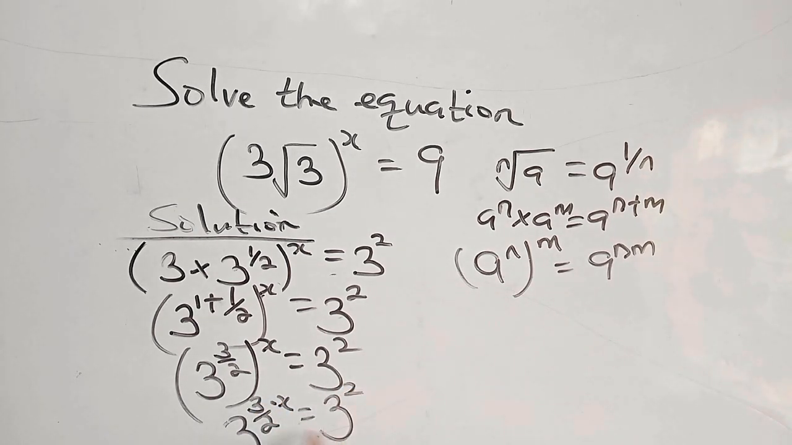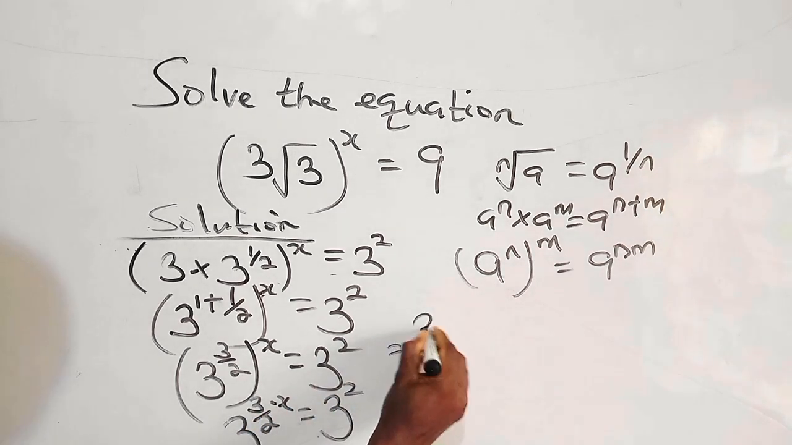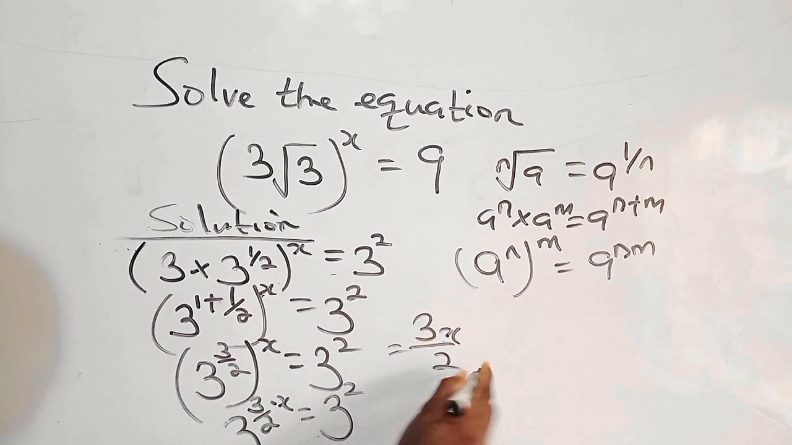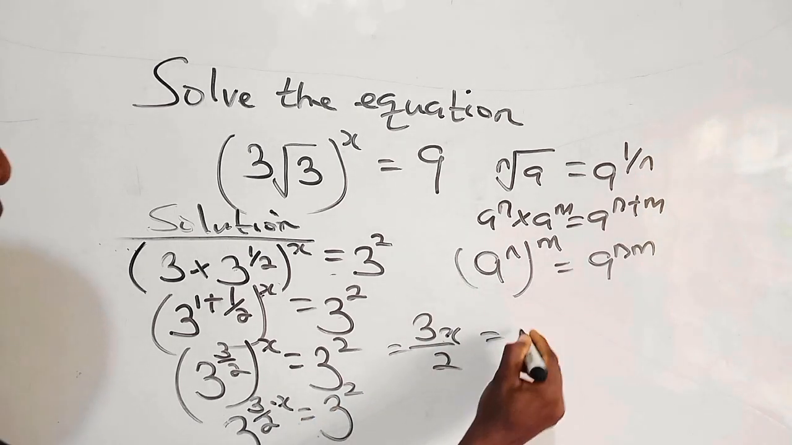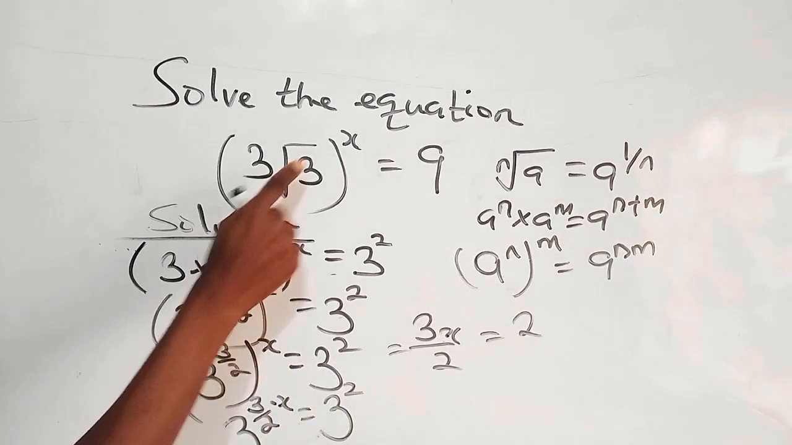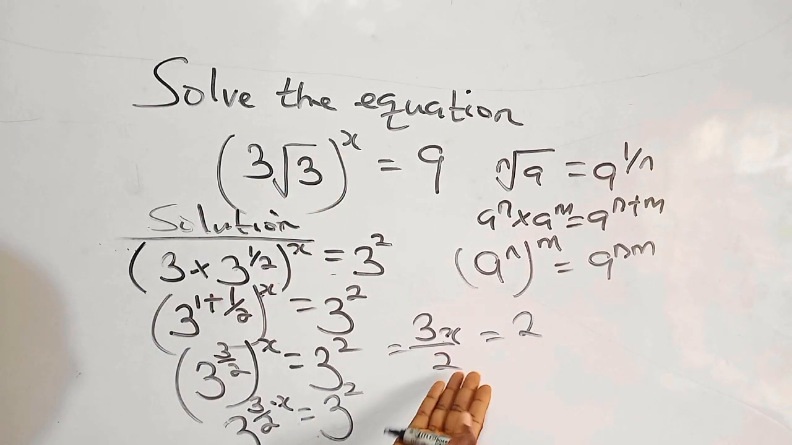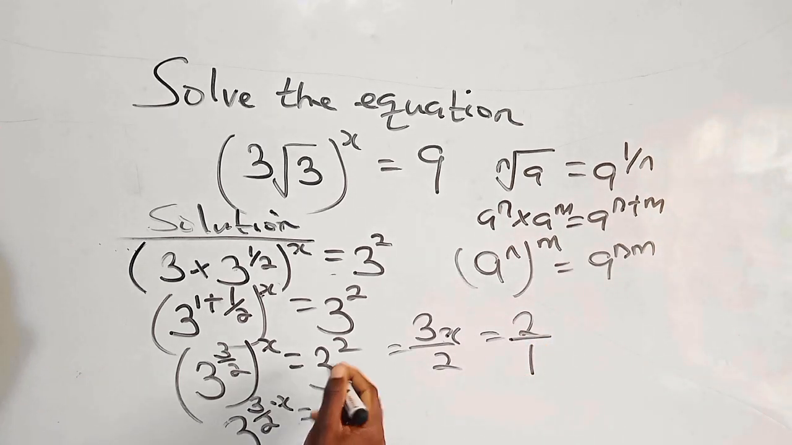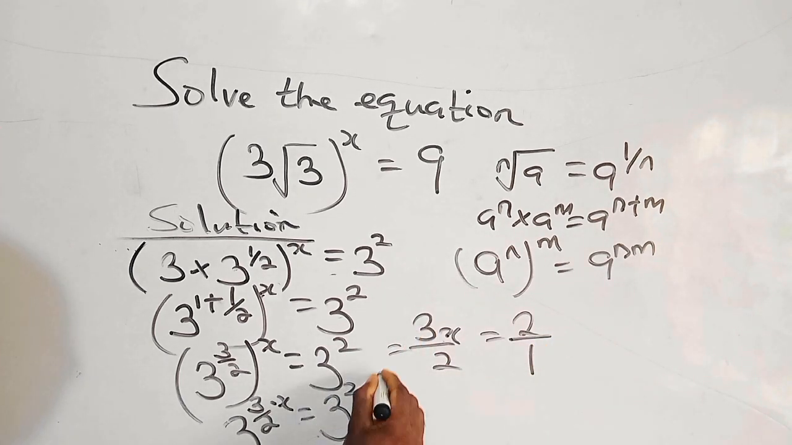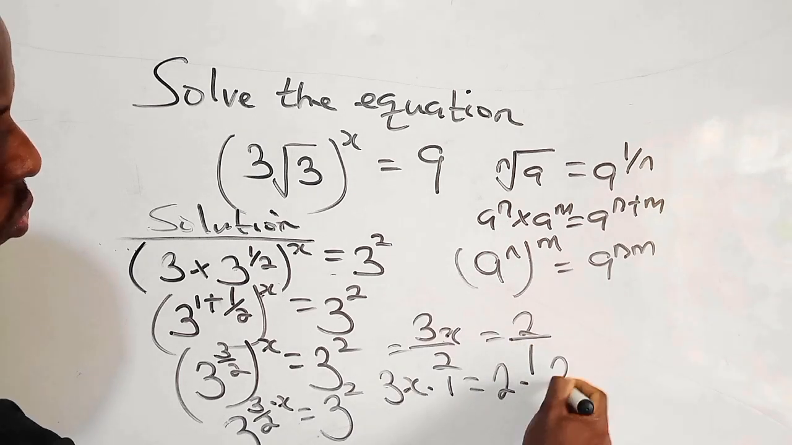Now I can compare the index. So I have here 3x over 2 equals 2, and I am to look for x. From here, I can cross multiply. So I say 3x times 1 equals 2 times 2.